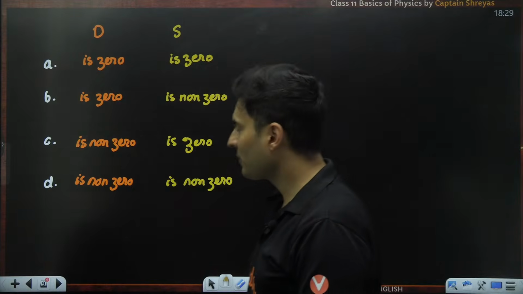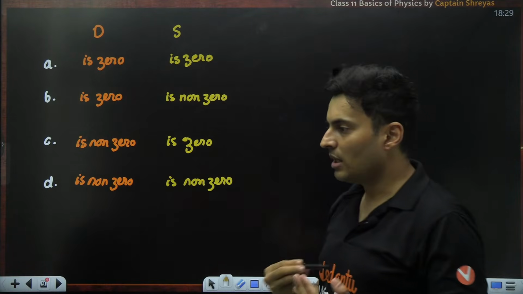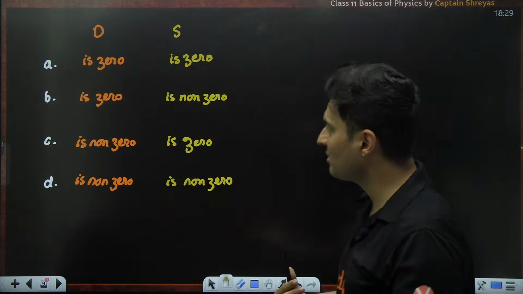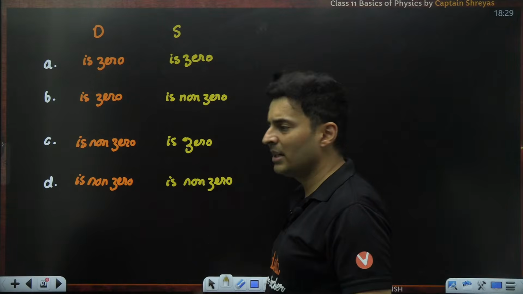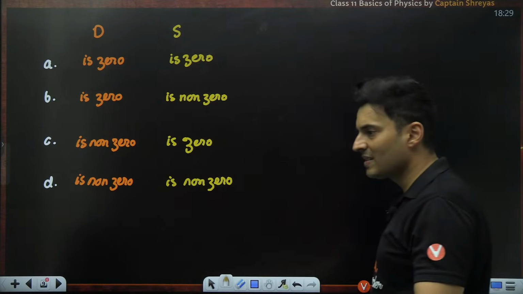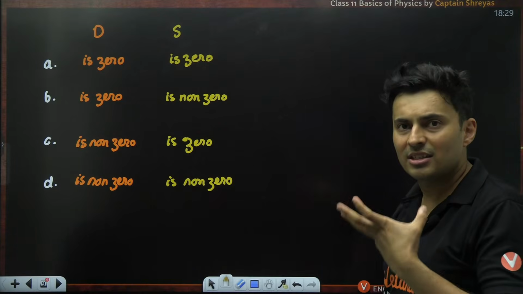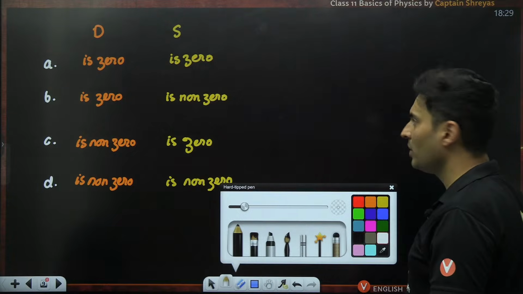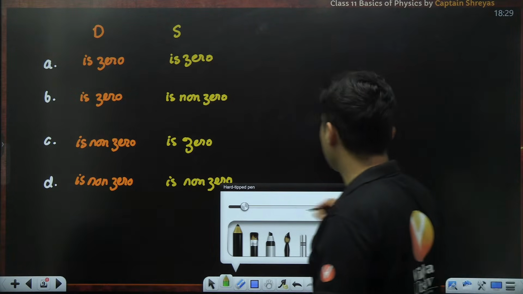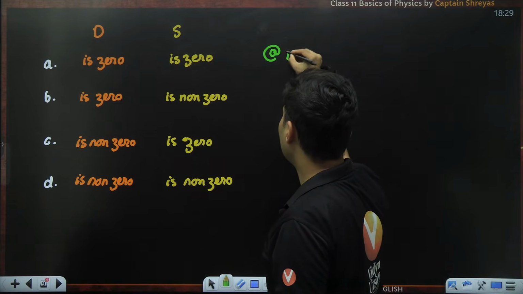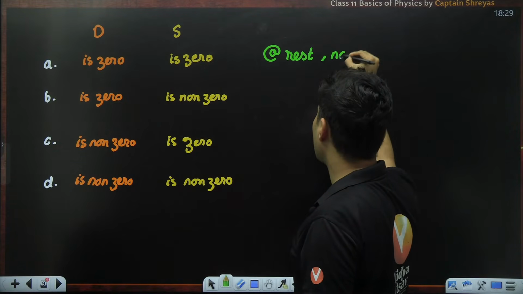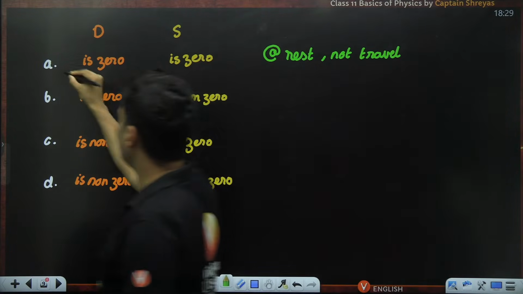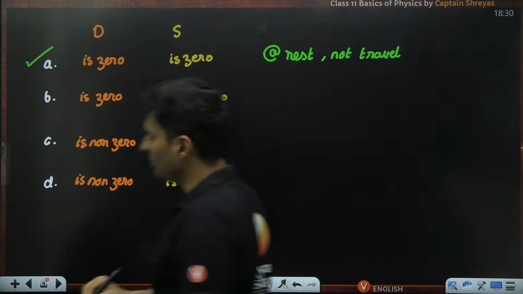Think about it carefully. Distance and displacement. More than one option may be correct. Distance is 0, displacement is 0. Is this possible? Distance is 0 and displacement is also 0. 100% it is possible, my dear students, where you are at rest. If you are at rest, you have not traveled at all. If you don't travel at all, then both of them will be 0. So option A is 100% possible.